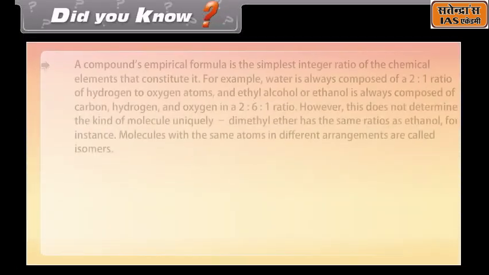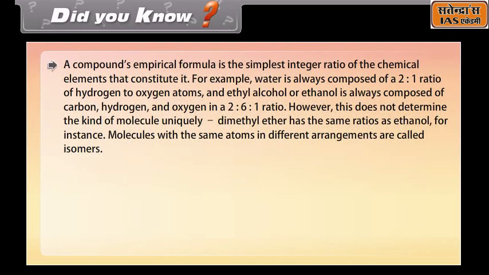Did you know? A compound's empirical formula is the simplest integer ratio of the chemical elements that constitute it. For example, water is always composed of a 2:1 ratio of hydrogen to oxygen atoms, and ethyl alcohol or ethanol is always composed of carbon, hydrogen, and oxygen in a 2:6:1 ratio. However, this does not determine the kind of molecule uniquely. Dimethyl ether has the same ratio as ethanol, for instance. Molecules with the same atoms in different arrangements are called isomers.